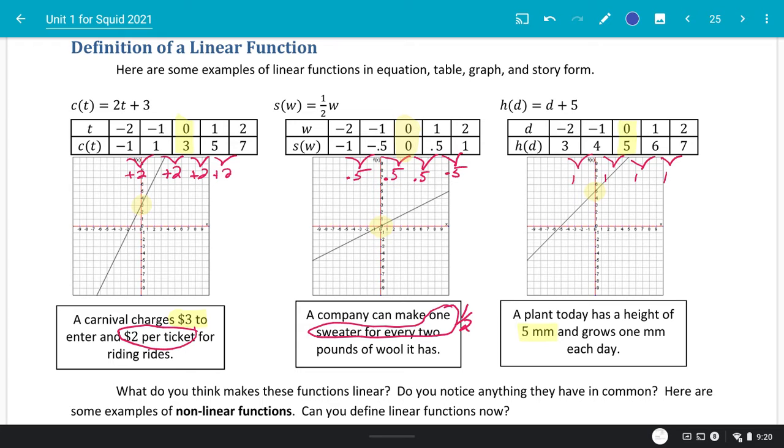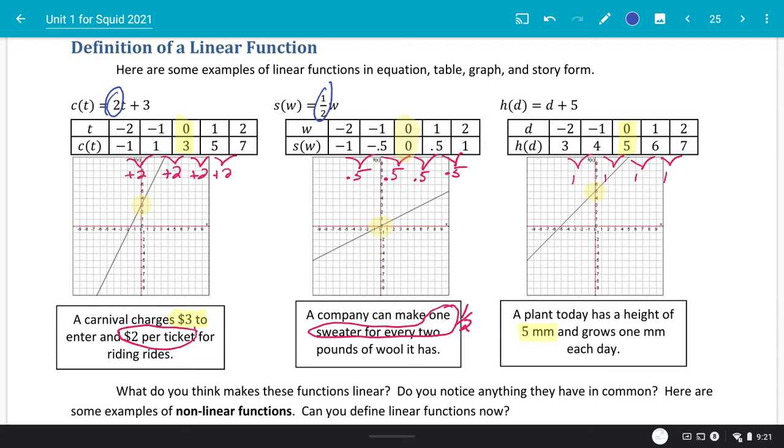And then how about rate of change? Notice in the first table, each one goes up by 2 every time. What about the second table? How much does it go up every time? 0.5 or a half. How about the third one? How much does it go up each time? 1. Here's something interesting. Look at that 2, the 1/2 or 0.5, and the 1. Do you think that's a coincidence?